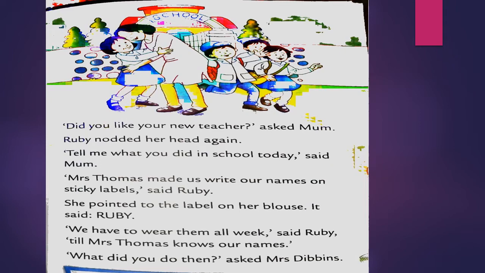What did you do then? Asked Mrs. Gibbons. Here, Mom is asking Ruby's experience at new school. Ruby told her mother about her teacher, Mrs. Thomas, who wrote the names of the students on sticky labels to memorize them and pasted them on every student's blouse. And you can see that she pasted one on Ruby's blouse as well, as she pointed towards her blouse where there is written R-U-B-Y, Ruby.